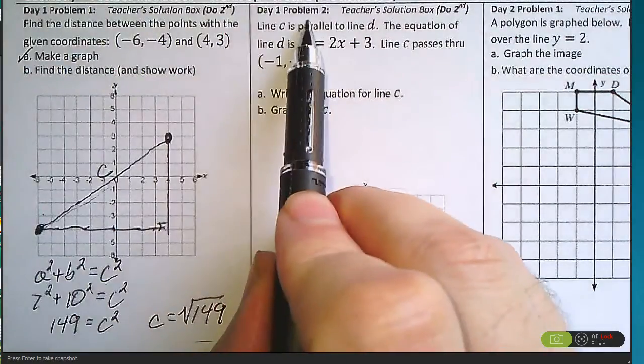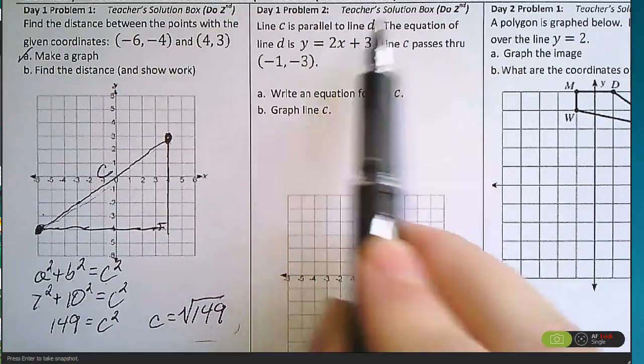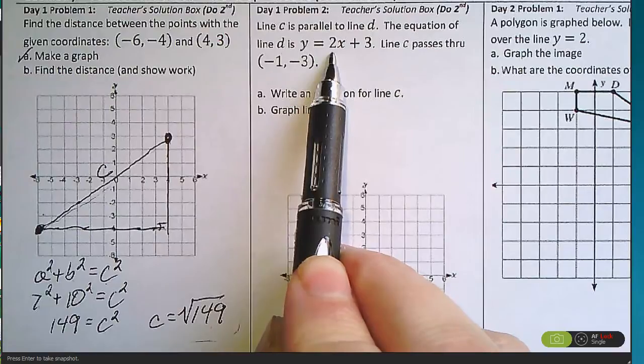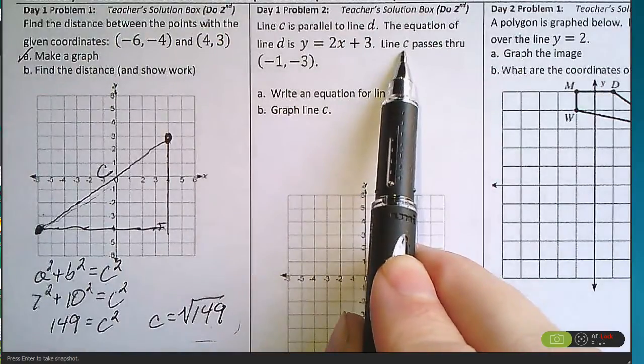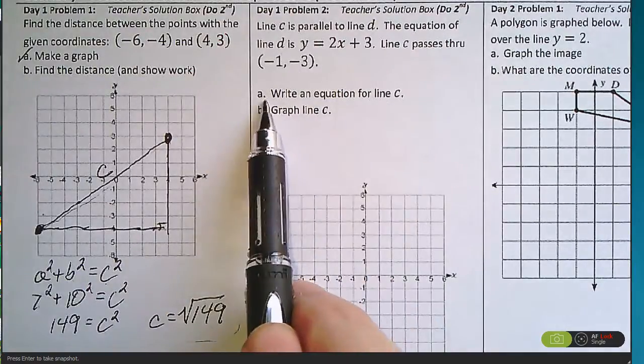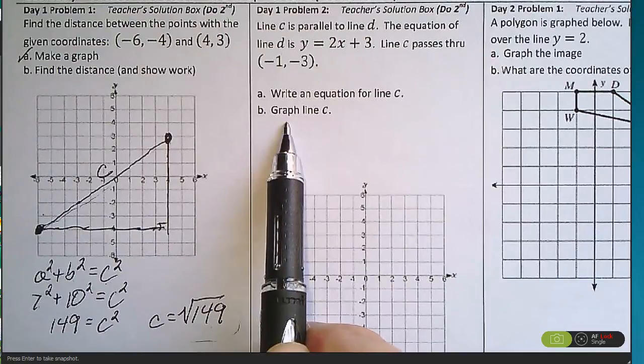Now day 1, problem 2. Line C is parallel to line D. The equation of line D is y equals 2x plus 3. We're told that line C passes through the point -1 comma -3. Question A, write an equation for line C and then graph it.